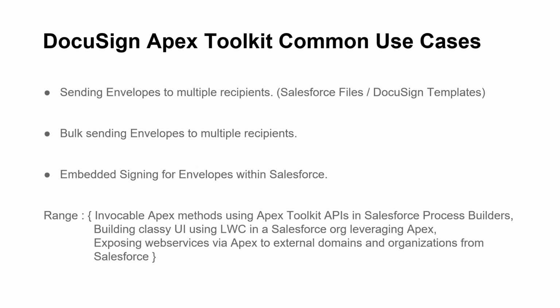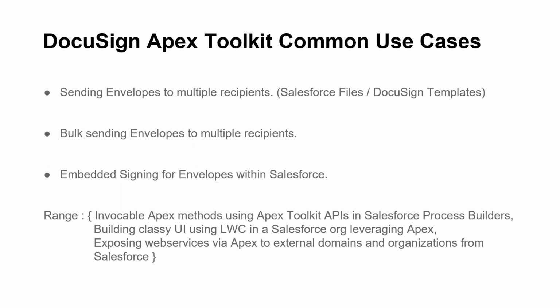Another popular use case is embedded signing for envelopes within Salesforce. So consider a community user or a partner user logging into the community and signing and preparing work orders directly inside the community context on the fly. So as you can see from the common Apex Toolkit use cases, this will give you an idea of the range that you can apply to our Apex Toolkit APIs.